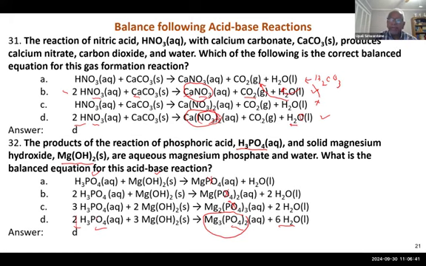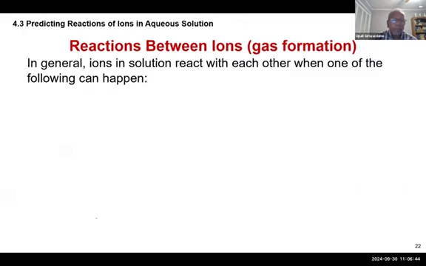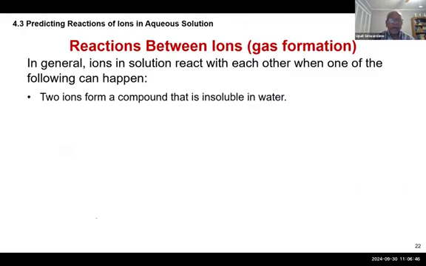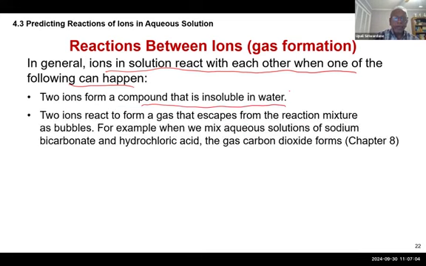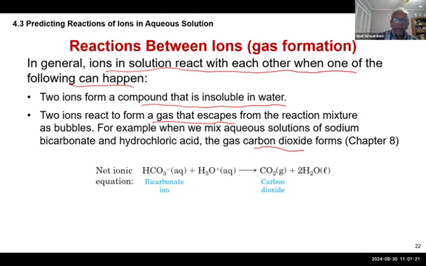All right. We talked about a gas formation reaction between carbonate. Ions in solution react with each other when one of these can happen. Form a compound that is insoluble in water. That's precipitation. Gas that escapes, like carbonic acid, between calcium carbonate and nitric acid. Carbon dioxide forms, sulfur dioxide forms. They are called gas formation reactions.